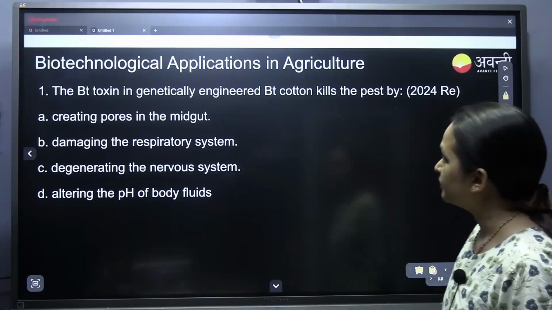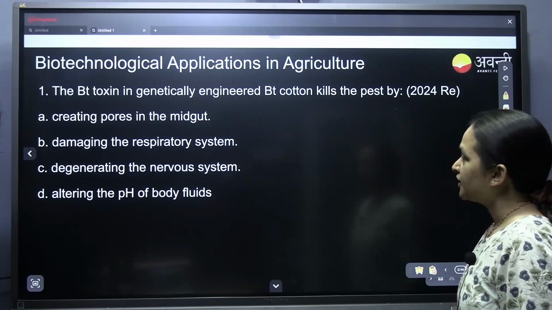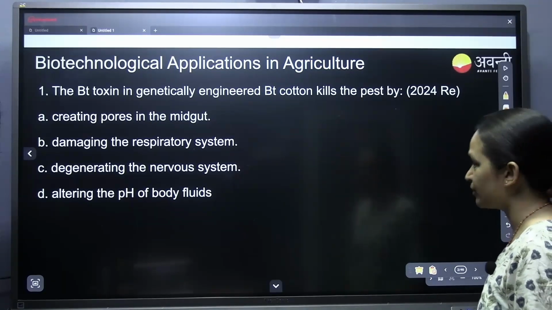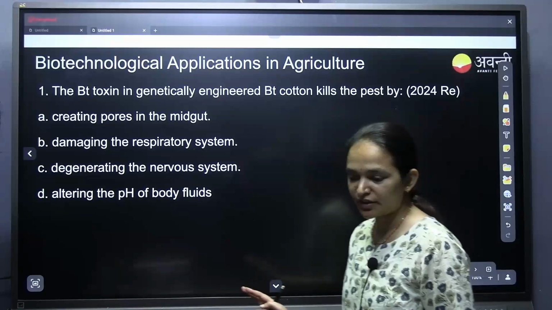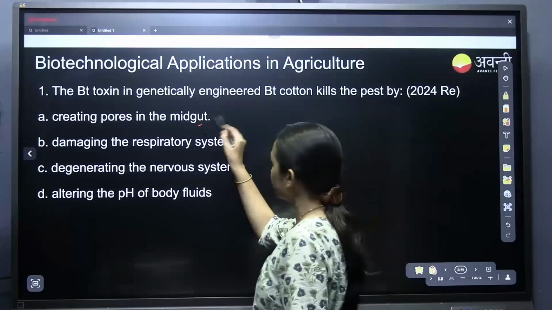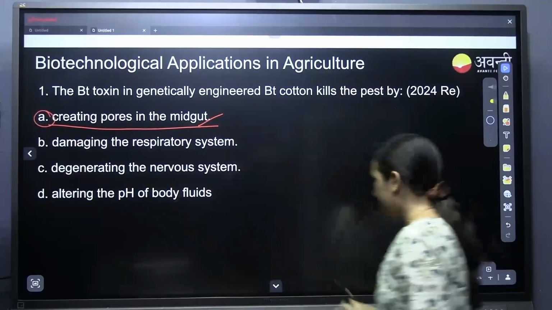From biotechnological application in agriculture. The BT toxin in genetically engineered BT cotton kills the pest by how does it kill the pest? It creates pores in the midgut. Very good. So this is the correct answer. It creates the pore in the midgut. A is the correct answer.